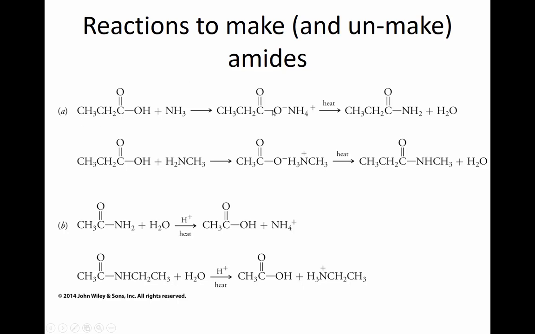Right here, we have the reaction of the carboxylic acid with ammonia. We make this zwitterion, which has a negative and a positive charge. But then we kick out water in what is indeed a condensation to create this amide. Same here, if we have methylamine and not just ammonia, we make an intermediate that has a negative and a positive charge. And with heat, we again kick out that water, do a condensation, and make the amide.